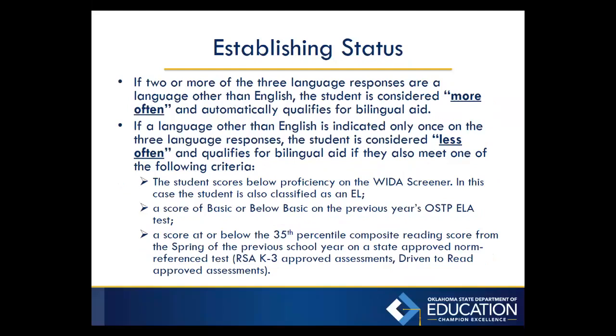So to sum up, if on the home language survey 2 or more of the answers are a language other than English, then the student is automatically qualified as bilingual. If only one of them is a language other than English and they meet one of these other 3 criteria, then they are categorized as bilingual.